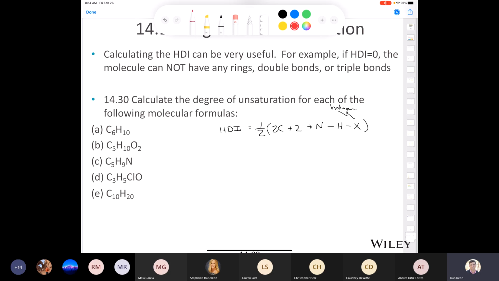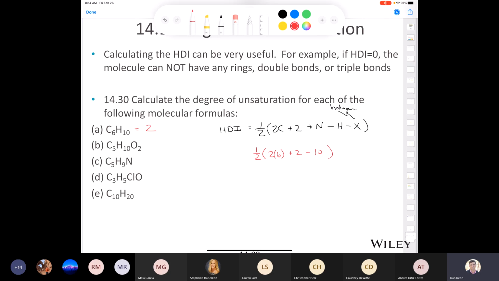So if we try it for A, we have 1/2 times 2 times 6 plus 2. There's no nitrogens. There's 10 hydrogens, and there's no halogens. So if we do all that up, we get 2 times 6, which is 12, plus 2, which is 14. 14 subtract 10 is 4. 4 multiplied by 1/2 is 2. And so the HDI for this compound right here is going to be equal to 2.